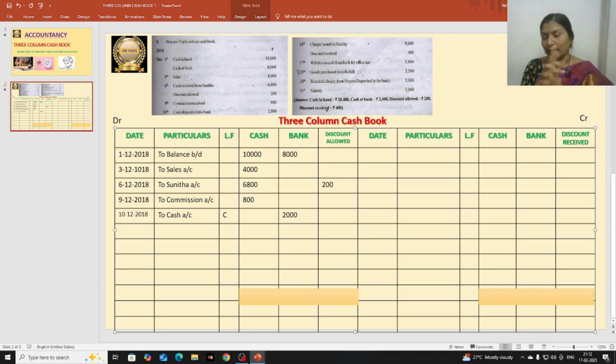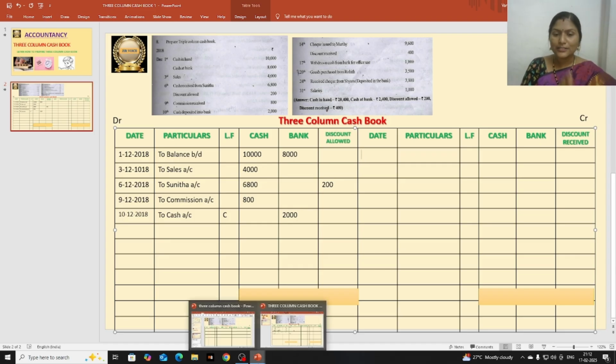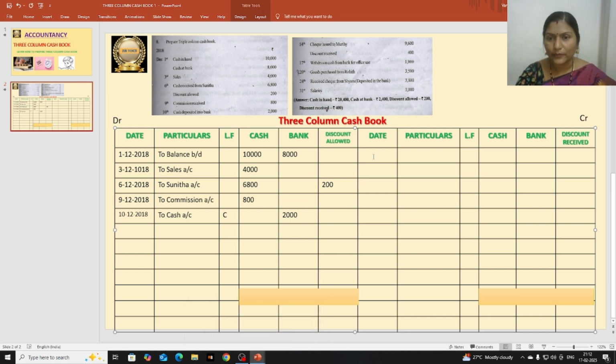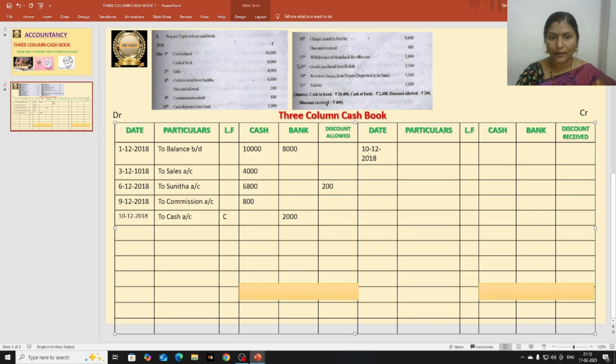One time we recorded on the debit side. Second time we should record on the credit side. Let us move to the credit side and record there. The same date should be recorded. What is the date here? 10-12-2018. Same date I recorded.